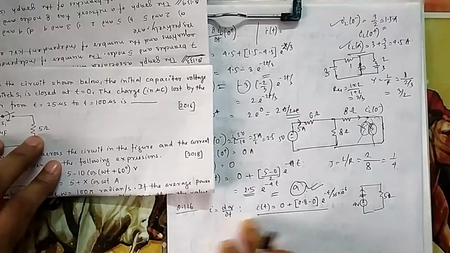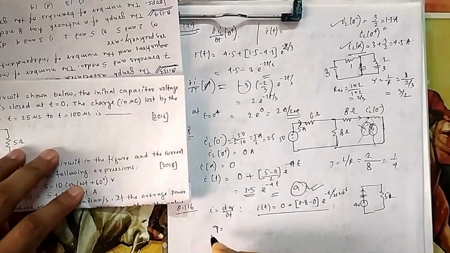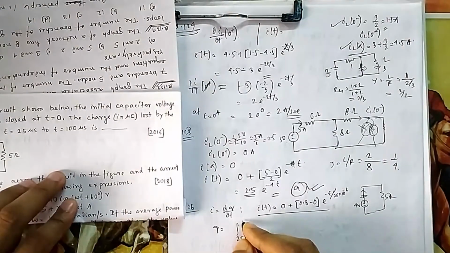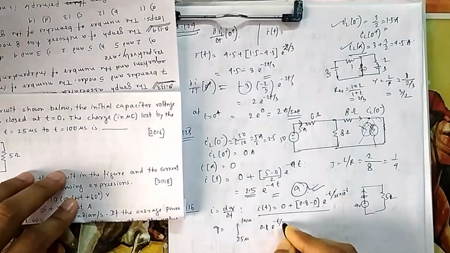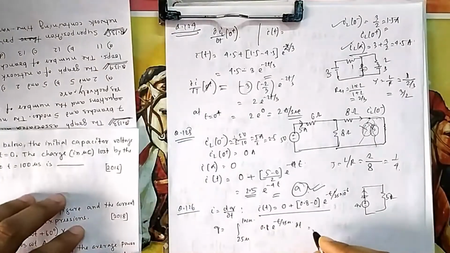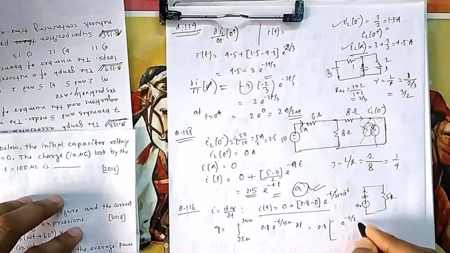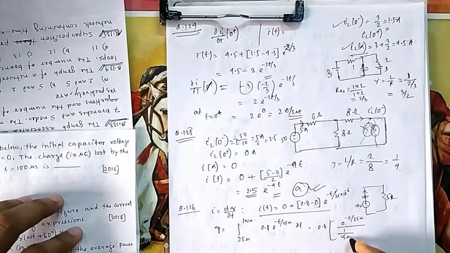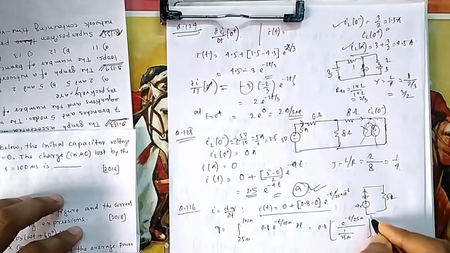So this is your expression for i(t). Very simple one, using that mantra. You remember this one, this is very important. So if you need to find Q, you need to integrate it. So I will integrate it from 25 micro to 100 micro, 0.8 e to the power minus t by 25 micro dt. If you integrate it, it will be 0.8 outside, then e to the power minus t by 25 micro divided by 1 by 25 micro, because 25 micro will come down as a constant, from 25 micro to 100 micro.